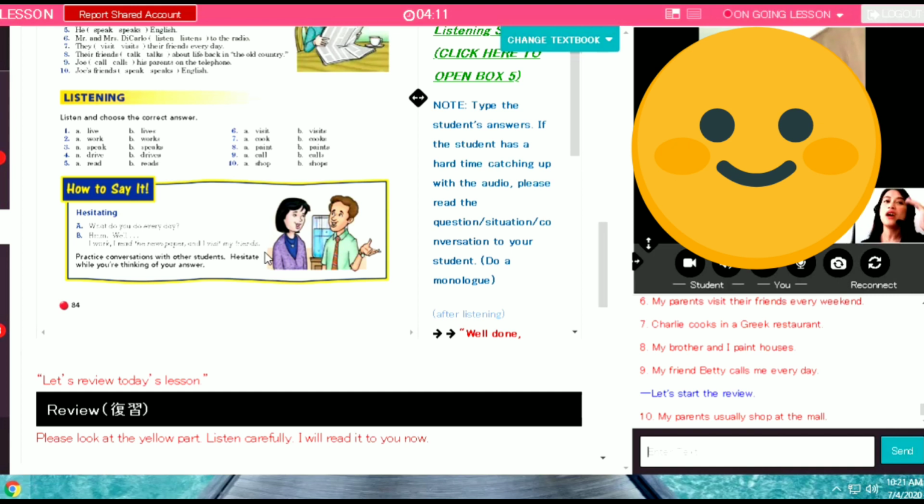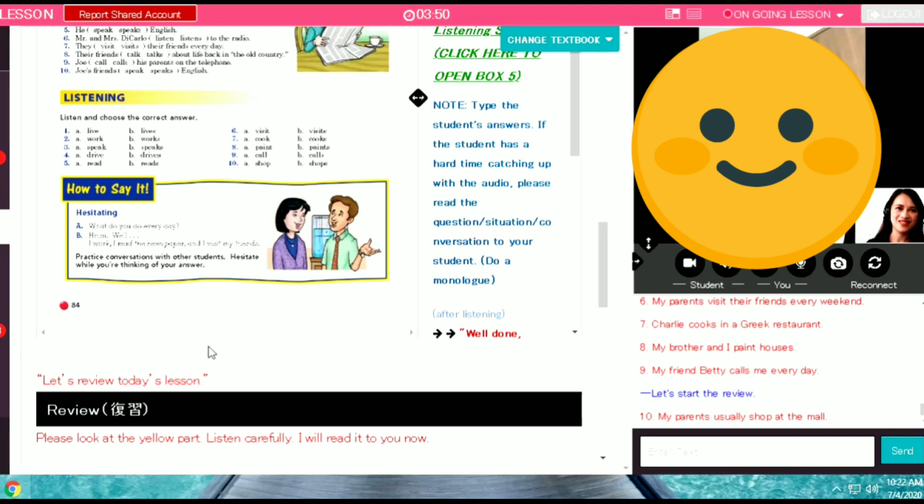Now this time, we have here the lines inside the box, so how to say it. So let's try to have a role play. I'm going to be letter A. I'm the girl and you will be letter B, okay? What do you do every day?